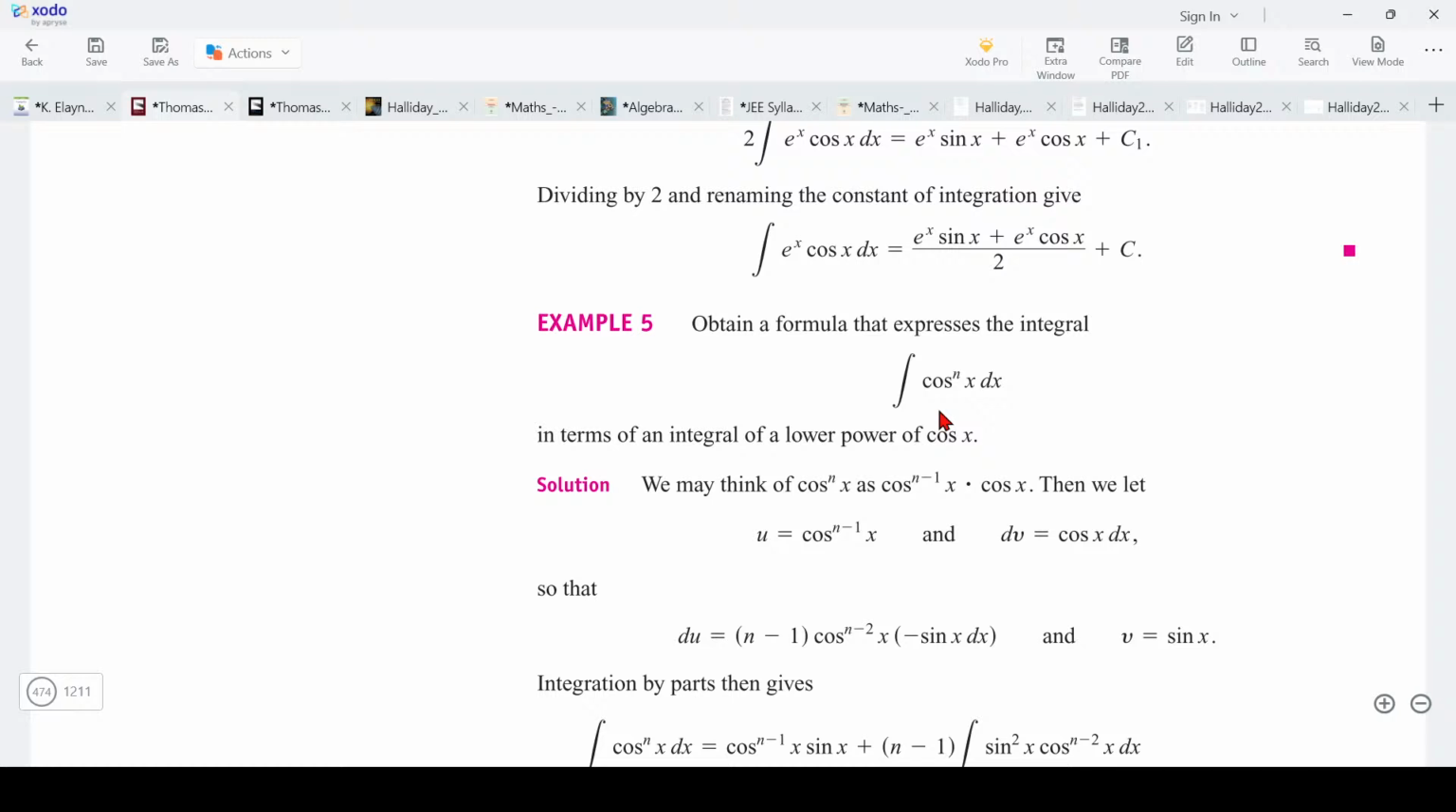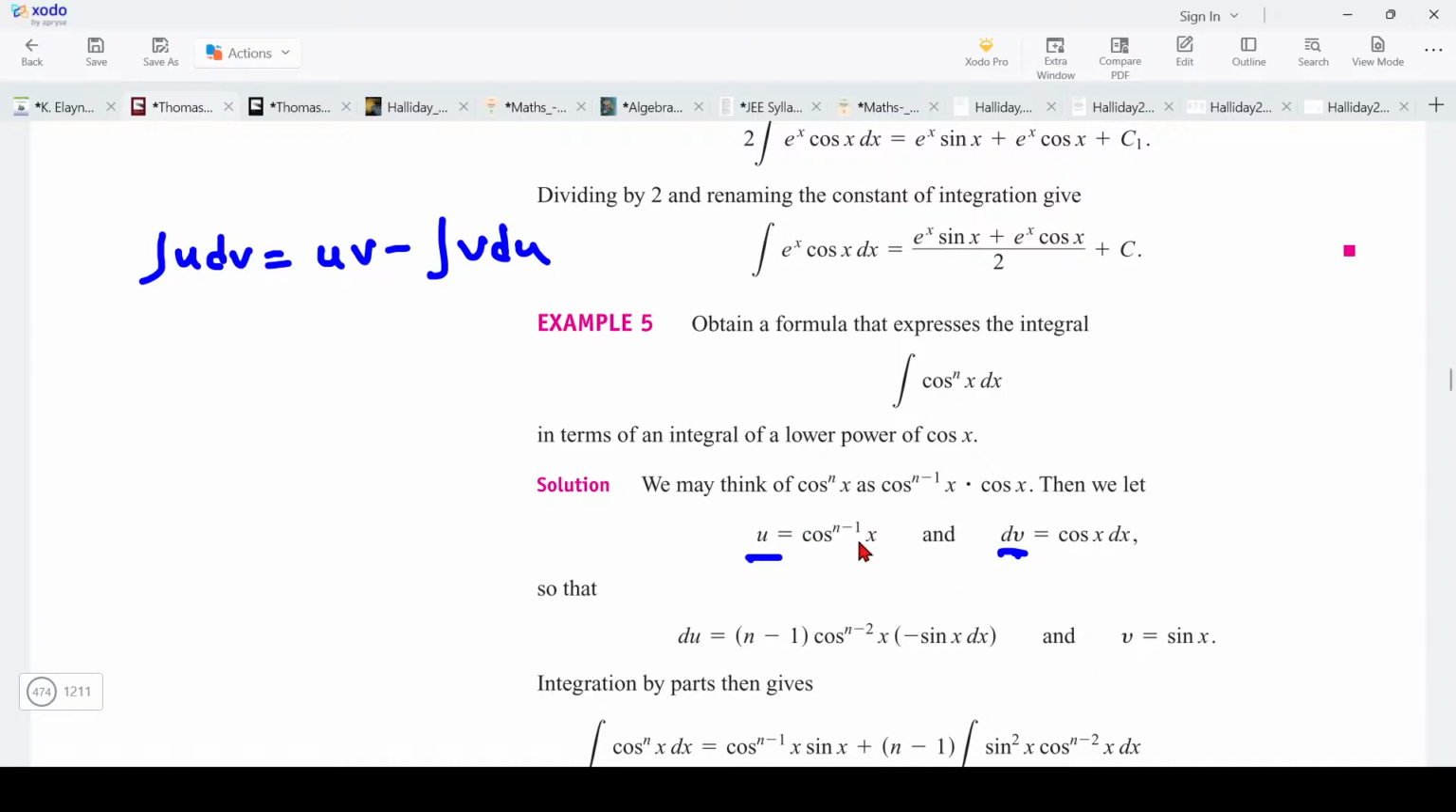Now here what we will do, there is cos power n x, right? We'll write it as cos power n minus 1 into cos x. Now again, the first function we'll take as cos power n minus 1, and the second function we'll take as cos x dx. Understood? Then what will happen to du? So what is our formula? Integral of u dv equals uv minus integral of v du. We want to differentiate this, we want to integrate this, right?